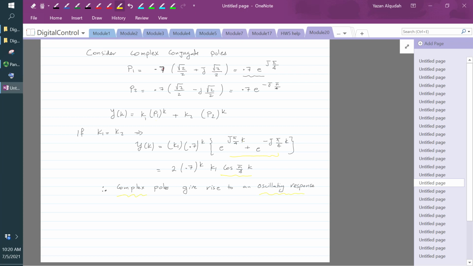Now this oscillating response can be decaying or growing depending on this value here, 0.7. If it is less than 1, it's going to be oscillating and decaying. If it is greater than 1, it's going to be oscillating and growing. If it is less than 1, it means it's inside the unit circle, and it's going to be decaying. If it is greater than 1, it means it's outside the unit circle, and it means it's going to be growing. Okay.